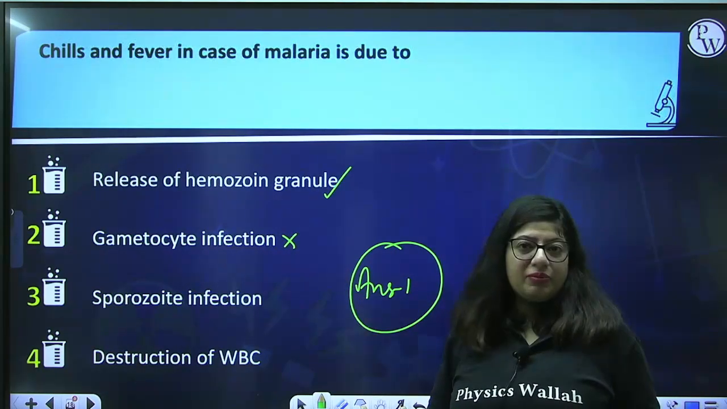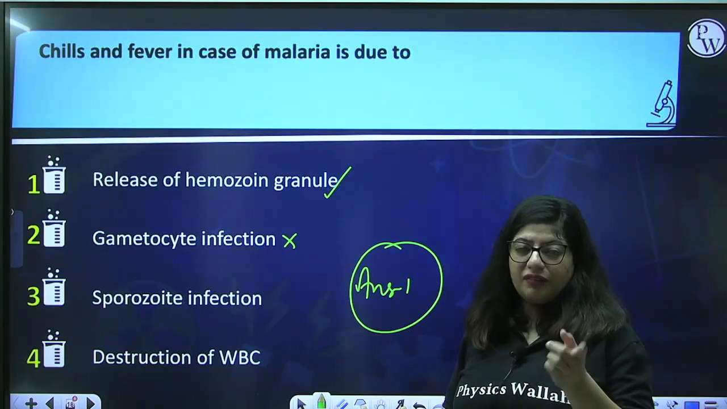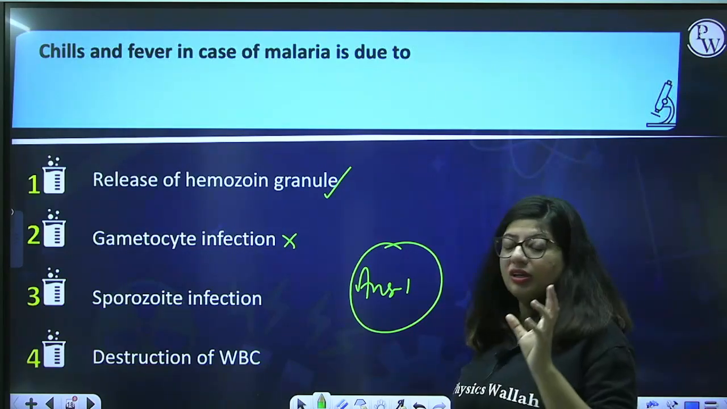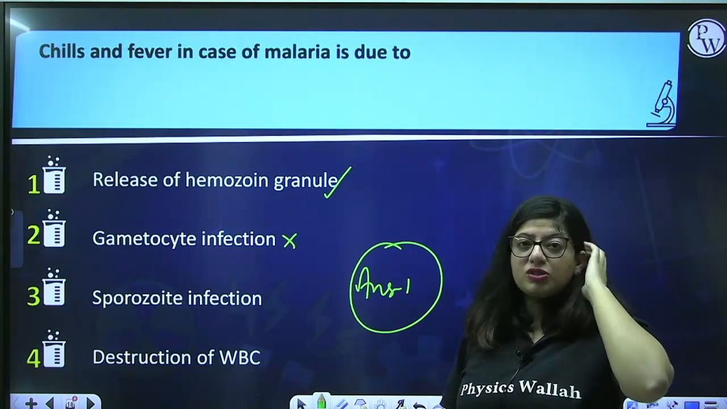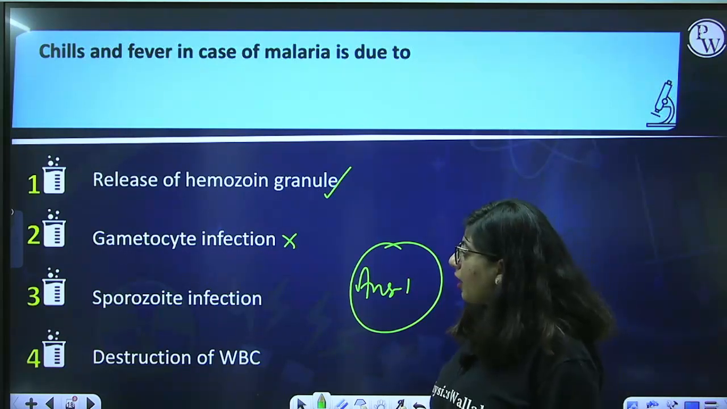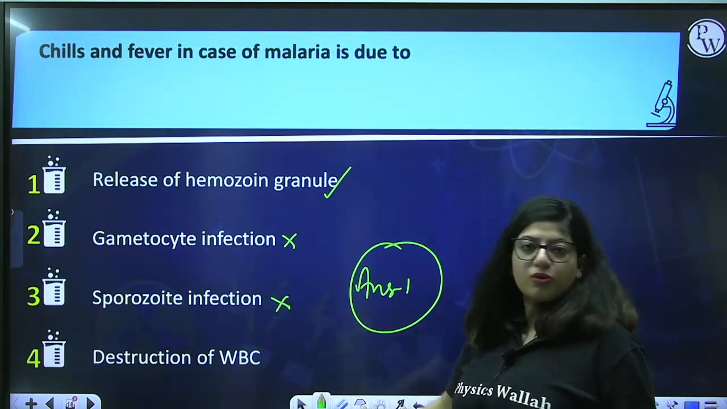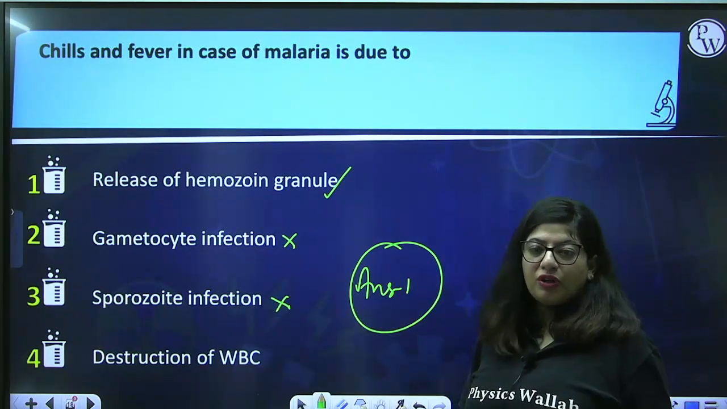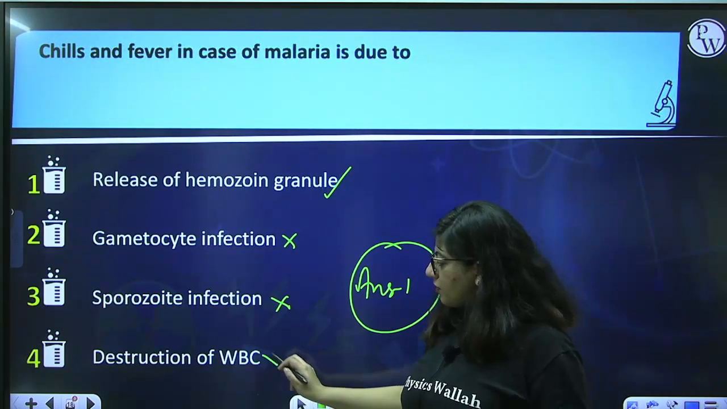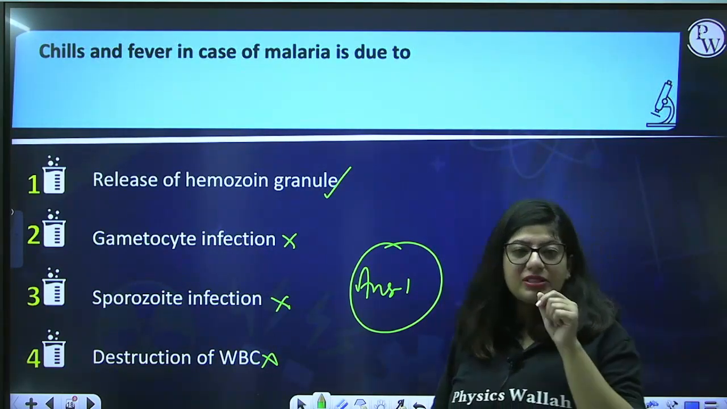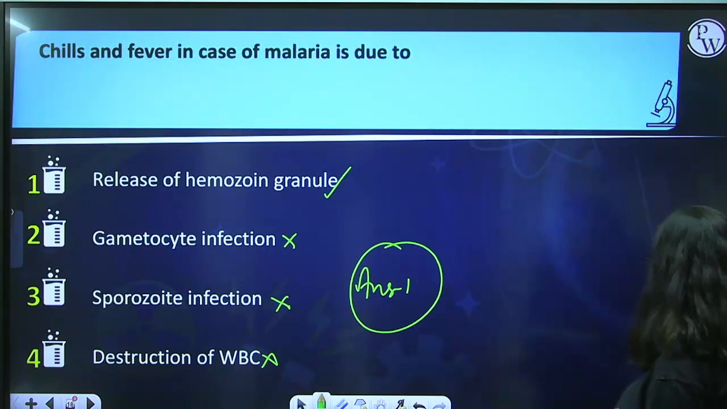We are not infected by gametocyte, right? We get infected by sporozoite. The sporozoite forms merozoite, merozoite forms gametes. No, not due to sporozoite infection. At that time, you don't know what's happening. Not because of destruction of WBC, RBCs get disrupted, right? Next.